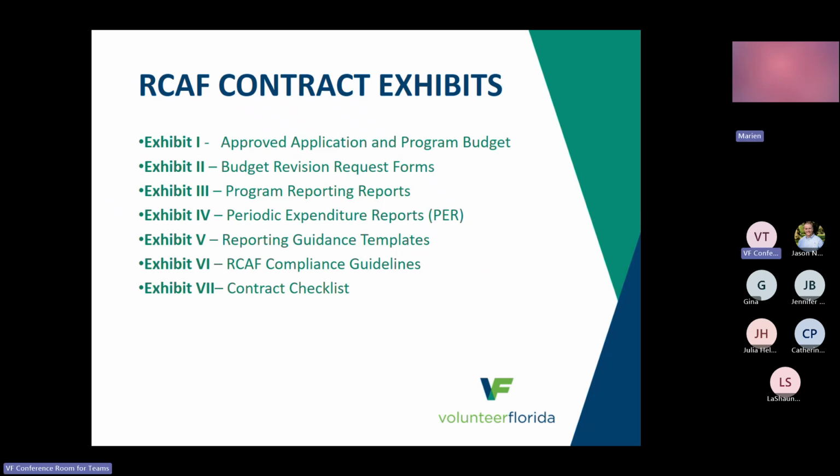Exhibit 2 is the budget revision request form. There will be opportunities to submit budget revisions, and we will discuss the budget revision information and process later on in this presentation. Exhibit 3 refers to your program reporting requirements, so be sure that you familiarize yourself with those requirements, as they will need to be completed in full as noted and submitted on time before your second draw will be released.